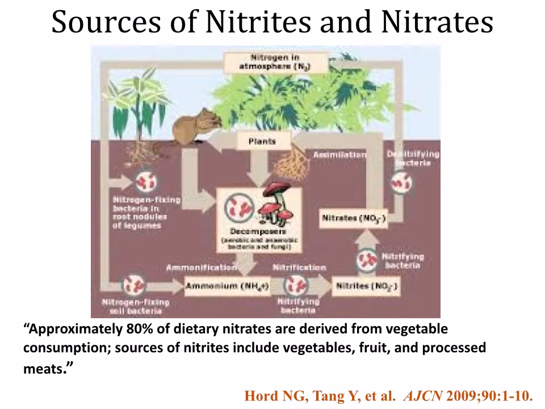Approximately 80% of dietary nitrates are derived from vegetable consumption. Sources of nitrites include vegetables, fruits, and processed meats. Nitrites are produced endogenously through the oxidation of nitric oxide and through a reduction of nitrate by commensal bacteria in the mouth and gastrointestinal tract. As such, the dietary provision of nitrates and nitrites from vegetables and fruit may contribute to the blood pressure lowering effects of the commonly used DASH diet.